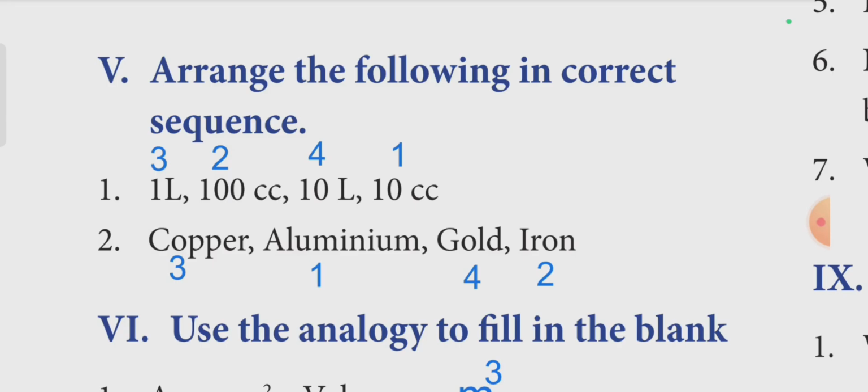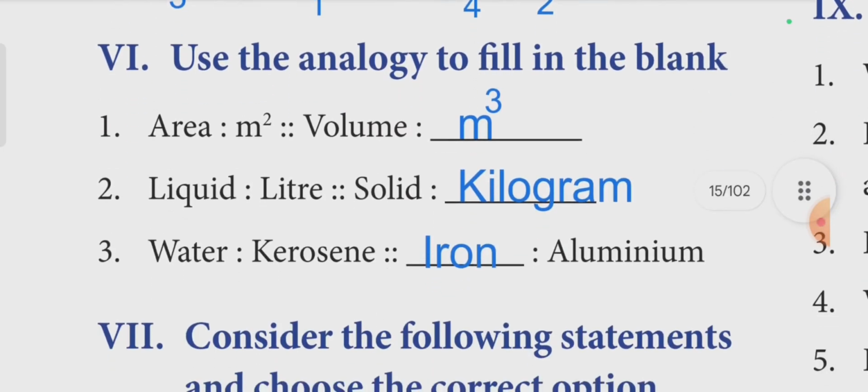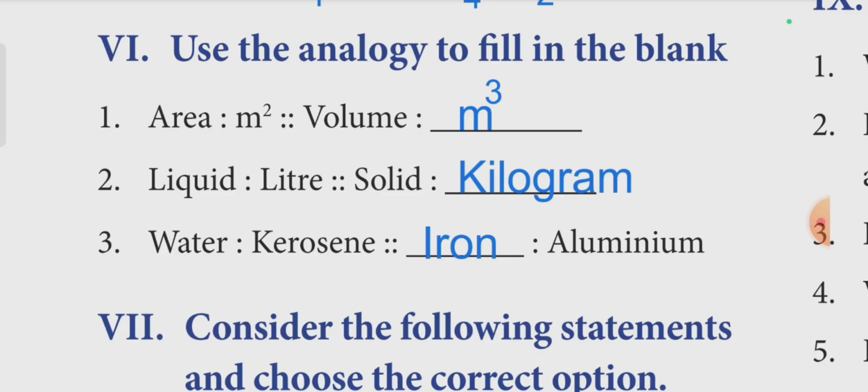Next, arrange the following in correct sequence. First one, 10 cc, 100 cc, 1 liter, 10 L. Second one, aluminium, iron, copper, gold. Next, sixth Roman, use the analogy to fill in the blank. First one, area meter squared, volume meter cube, liquid liter, solid kilogram, water kerosene, iron aluminium.